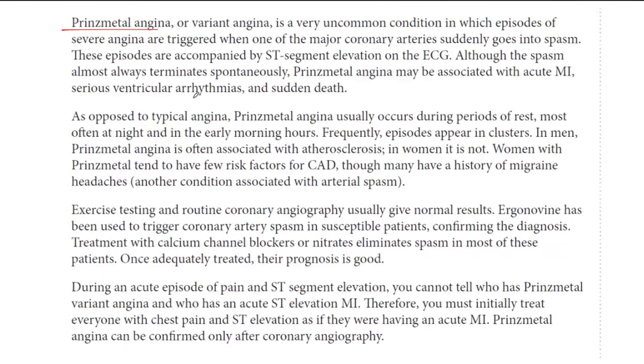We talked about Prinzmetal angina, or variant angina, so we already know about that. One thing about Prinzmetal angina is that this angina is coronary spasm, and this happens usually during rest, mostly at night or early morning.